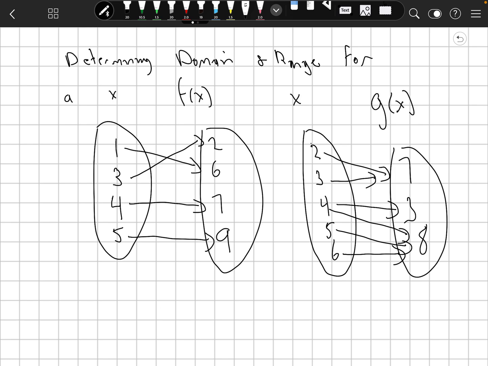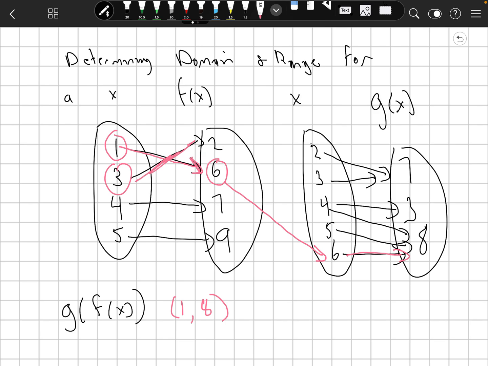First of all, determining the domain and range for, let's say we've got g of f of x, meaning we're putting f inside of g. So let's just follow the path here and see what happens. If I have 1 for f, I put it into the first function machine f, and I end up with 6. And then I put 6 in, and I end up with 8. So 1, 8 is a possible ordered pair here.